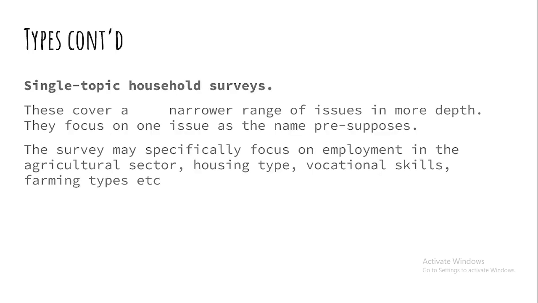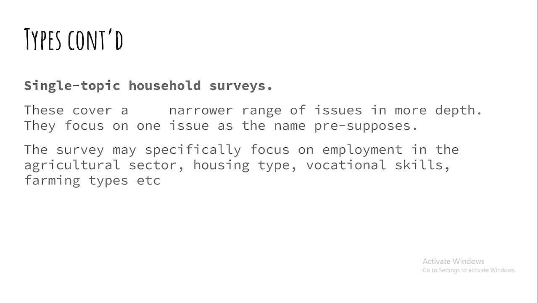The other type is a single topic household survey. This covers a narrow range of issues. This is more specific on one issue. Maybe you can look at employment in the agriculture sector, or the housing type. So here you're just focusing on one issue of this group of people, population or household. You can look at the housing type, and this is your baseline. What type of houses do they have at that time? What is your target for your project, or what are the indicators for the target?